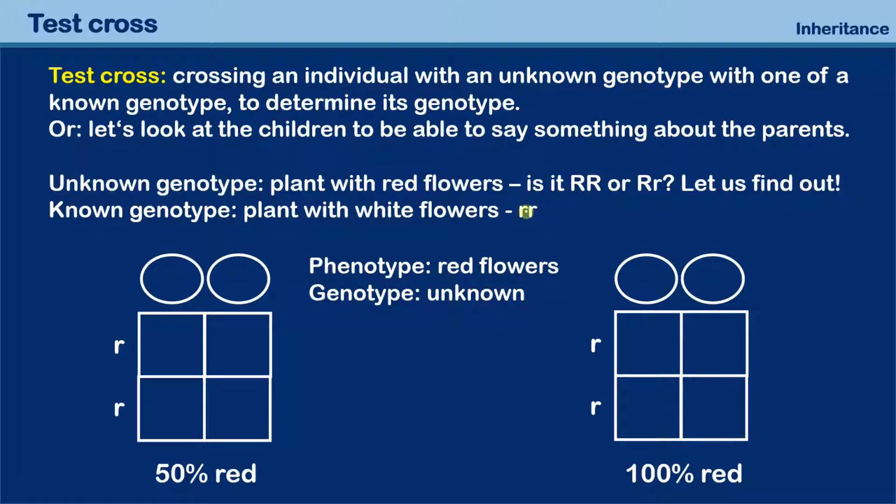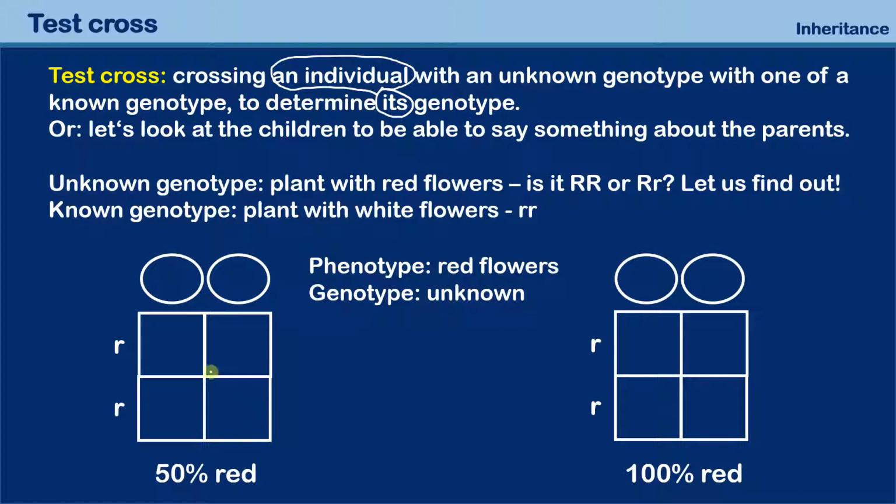It's a lowercase r. So an individual with an unknown genotype with one of a known to determine its. This refers to this individual over here. Okay, that's a little bit confusing. I would say think of a better definition here.